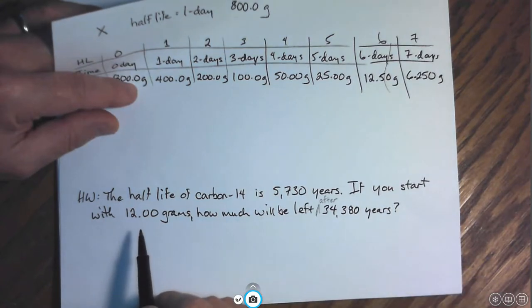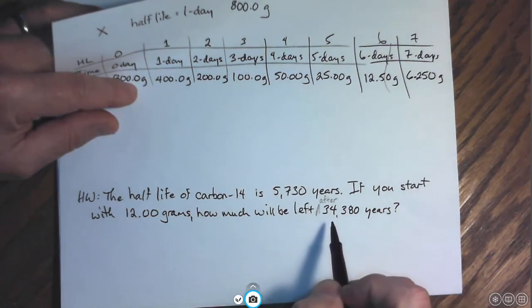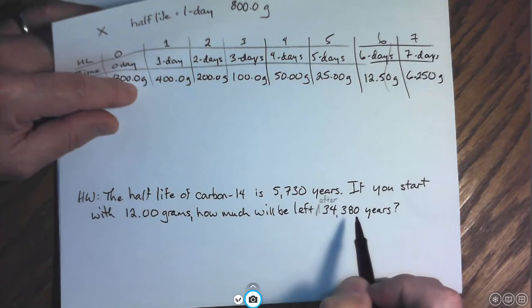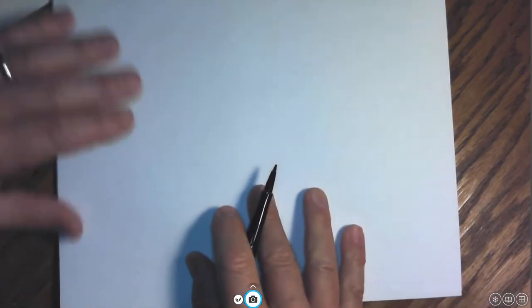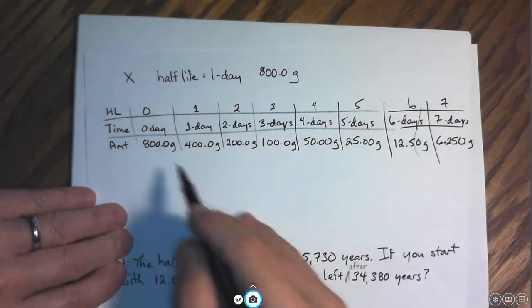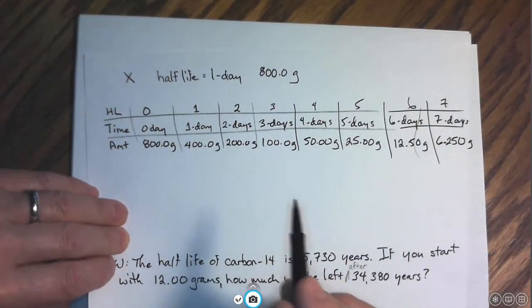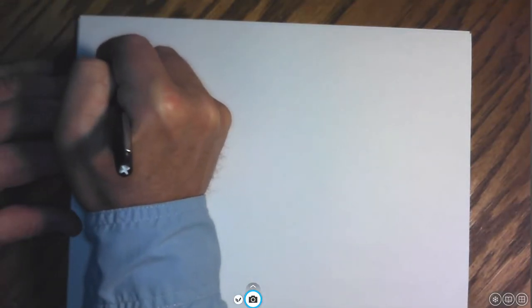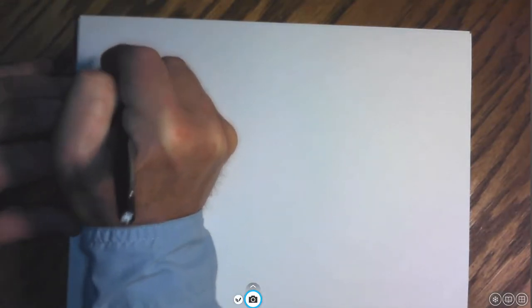If you start with 12 grams, how much will be left after 34,380 years? All right? Okay, so the way we're going to do that is following this same pattern in the example that we did in class yesterday. Okay? So I'm going to write HL for half-life. You could write out the words half-life.